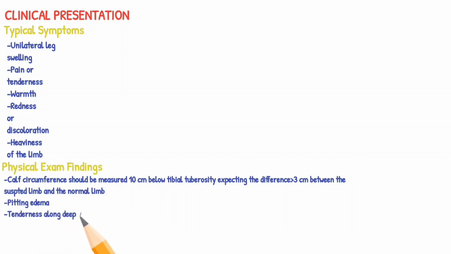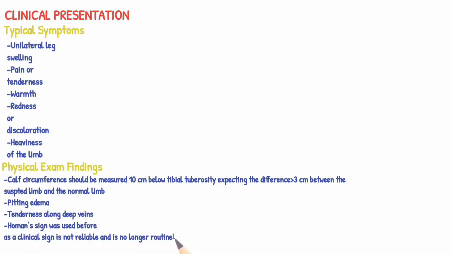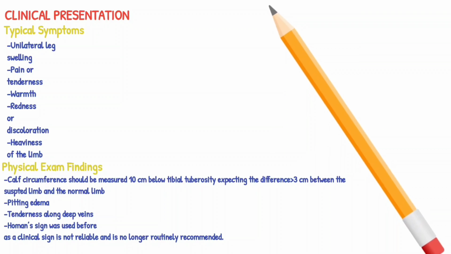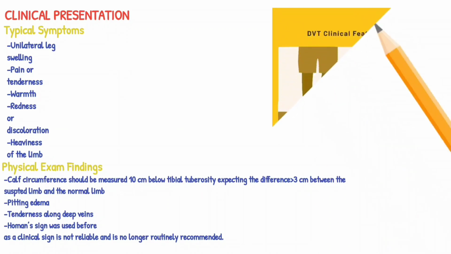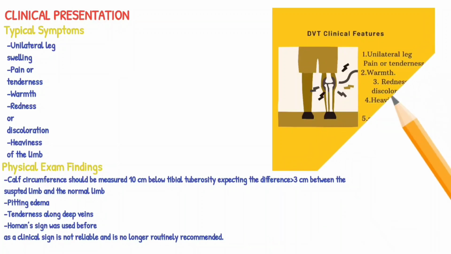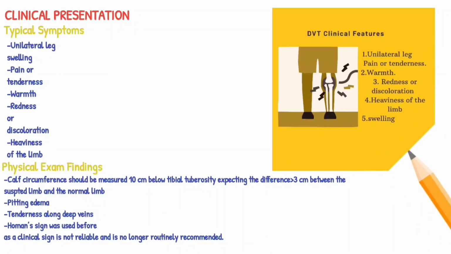Also, there will be pitting edema, tenderness along deep veins, and the last thing, which is the Homan's sign, but it is now not reliable and is no longer routinely recommended because it may lead to thrombus dislodgement. This is carried out when we flex the knee joint, and the patient will experience pain in the calf muscle.